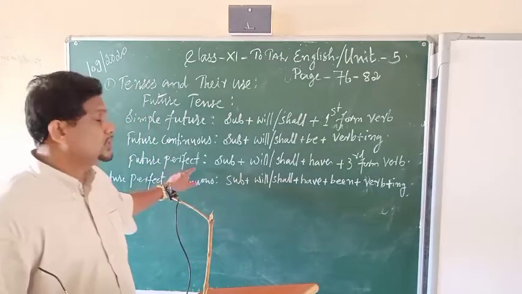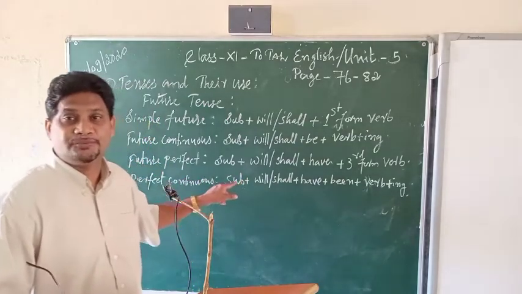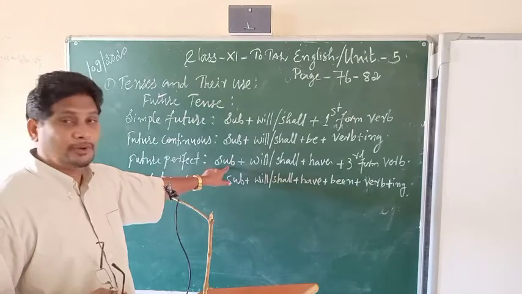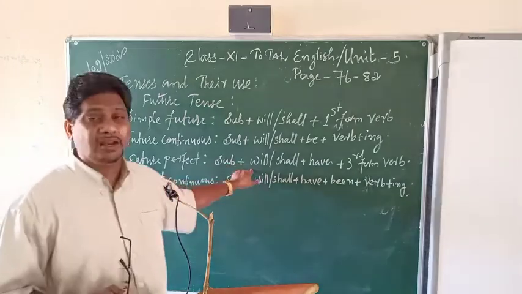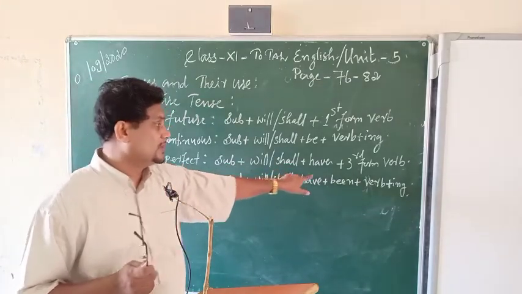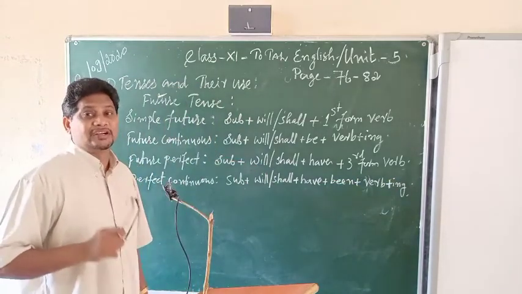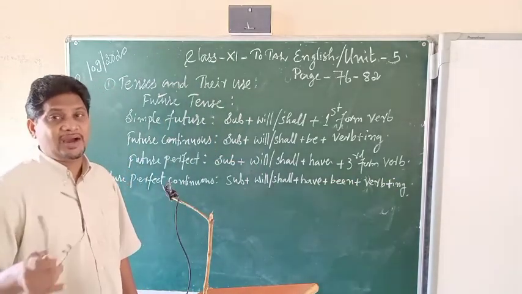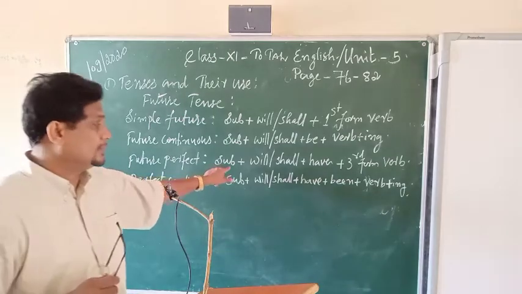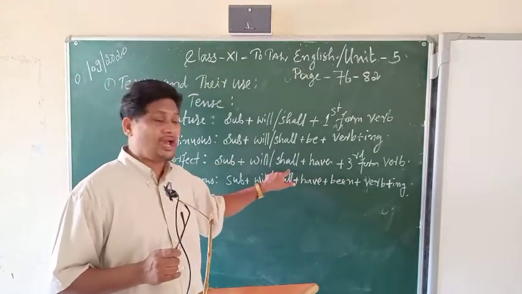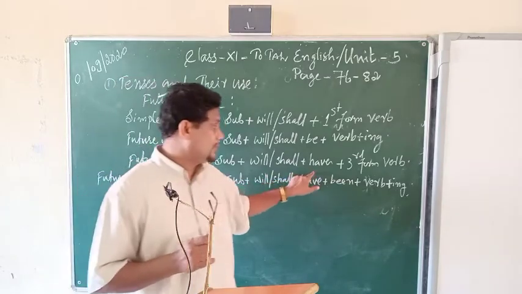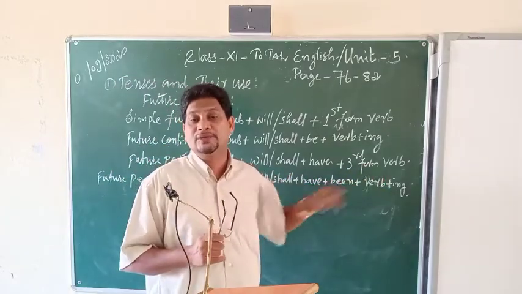Then we have got future perfect here. Again the formula, look at the board here. Subject plus will or shall plus have plus third form of the verb. I will have written. What is the formula? Subject plus will or shall plus have plus third form of the verb.